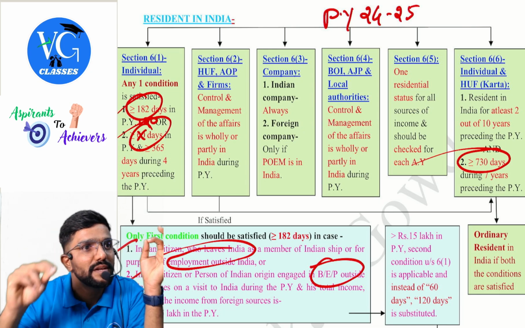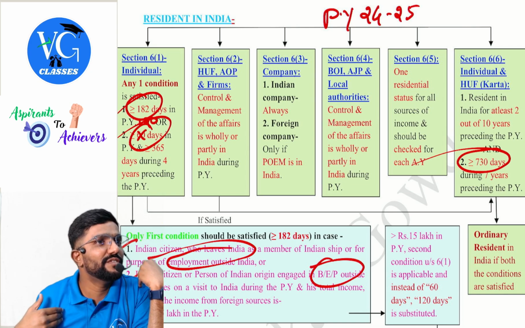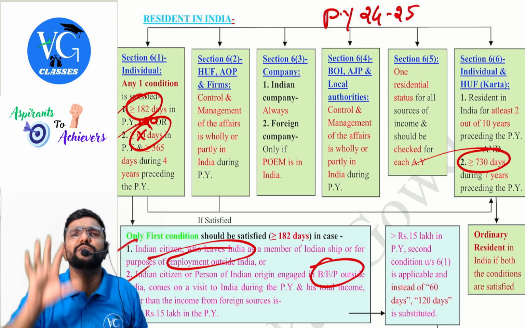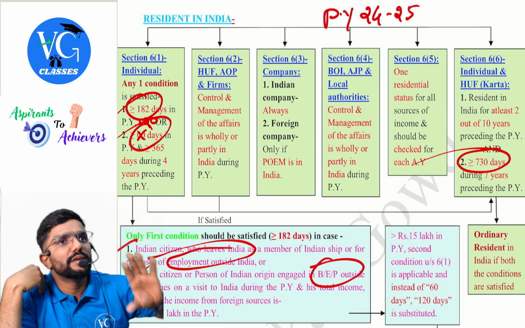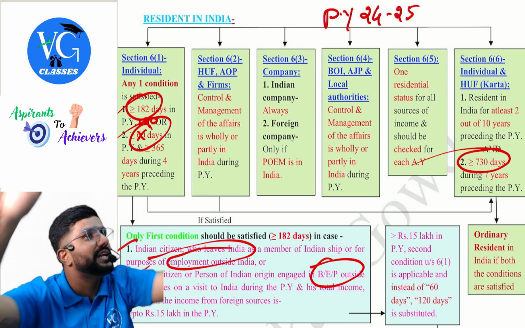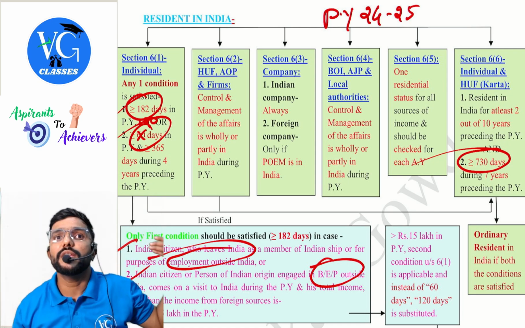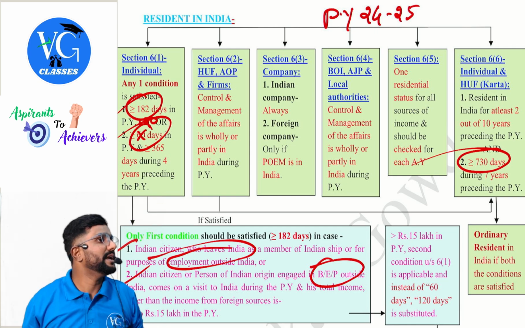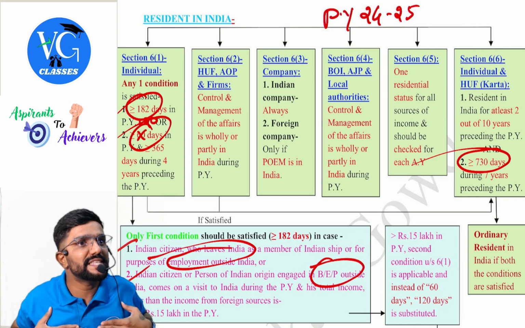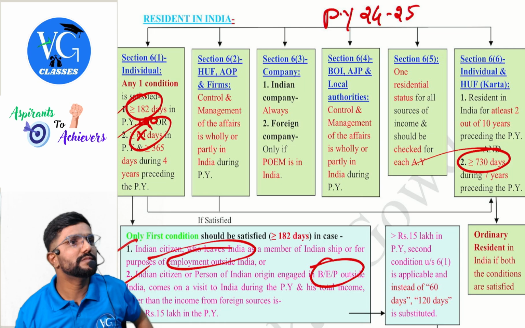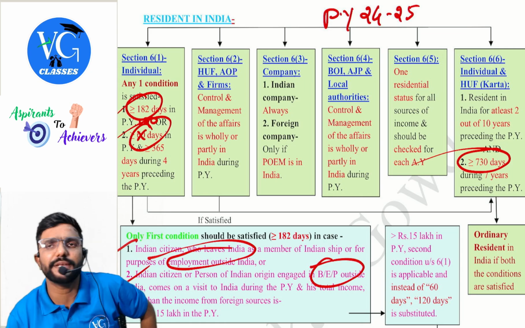How is it, sir? Guys, listen. Assume I am the Karta of an HUF. In the previous year, I am in India only for 50 days. So I am non-resident. But in the past, I was completely in India. I am non-resident, so for my individual capacity, will we check the additional conditions? No, I will not, because I am already non-resident.